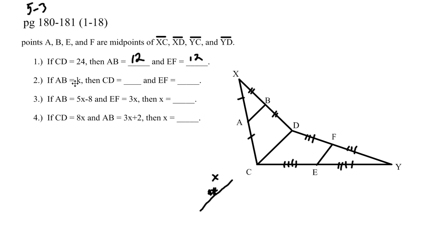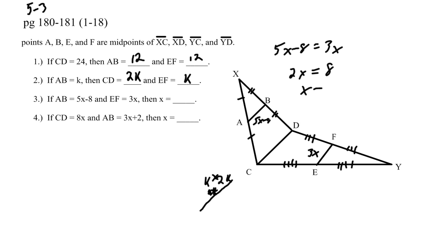Okay. Next one says if AB is K, what's CD? Well, CD will be twice as long, we said, so it's 2K. And EF will be half as long as CD, so that's also K. Next one says if AB is 5x minus 8, and EF is 3x, then what's x going to be? Well, we said that both of them are half of CD, so they're equal to each other. 5x minus 8 equals 3x. So we subtract 3x from both sides and add 8, and we get x is 4.